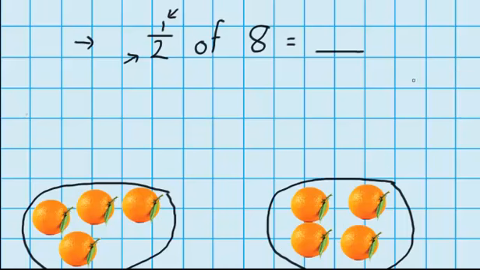And you can see by doing that, it's now easy to solve my problem. Half of 8 must be 4, and I know that because there are 4 oranges in each of my groups. Let's try another question.